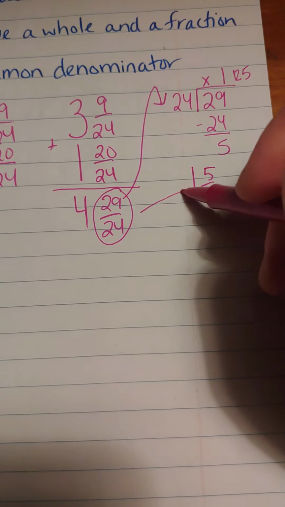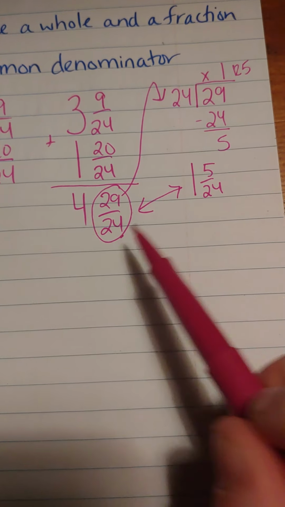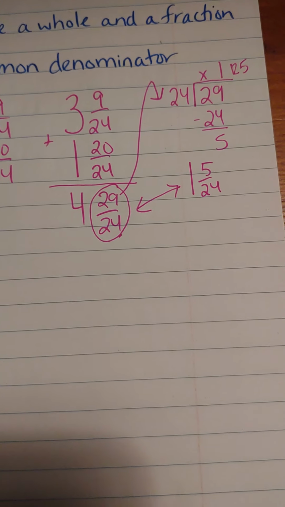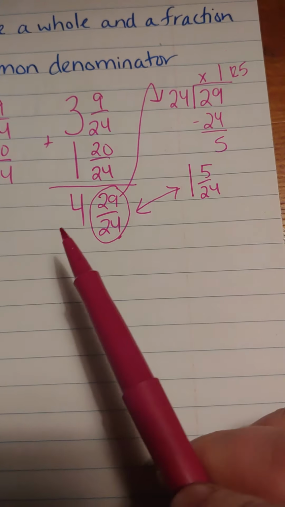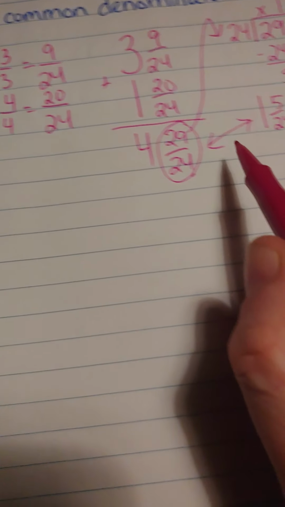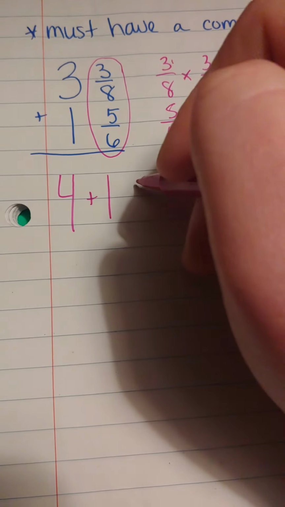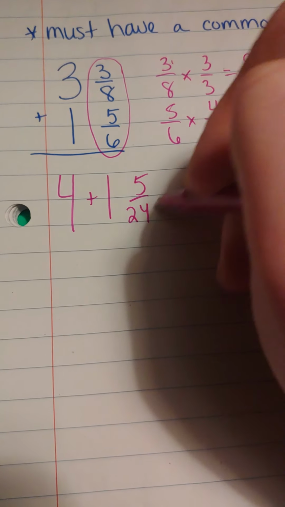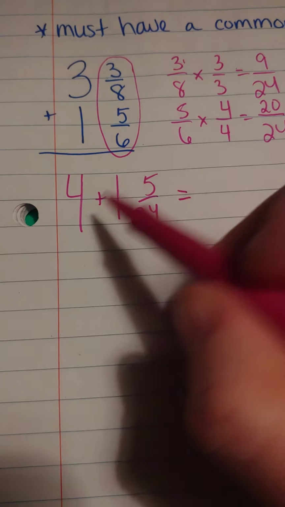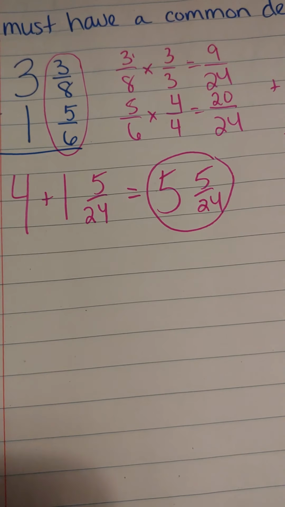So we just figured out that these are equal to each other. Now I've got to plug this back in. This is the only real new part for adding mixed numbers. I'm going to slide this over to here. And we had the 4, which is coming from this 4 right here. And instead of 29/24, we're going to write what it's equivalent to, which is 1 and 5/24. So plus 1 and 5/24, which should equal 1 plus 4 is 5. So 5 and 5/24. That is my final answer here.